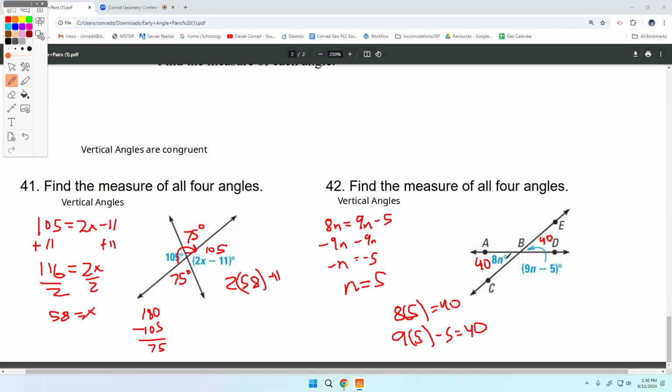To get the other ones, those are linear pairs. So we do 180 minus 40, which is 140 degrees. And then the one across from it should also be 140 degrees. And that's it for the complementary, supplementary, vertical, and linear notes.